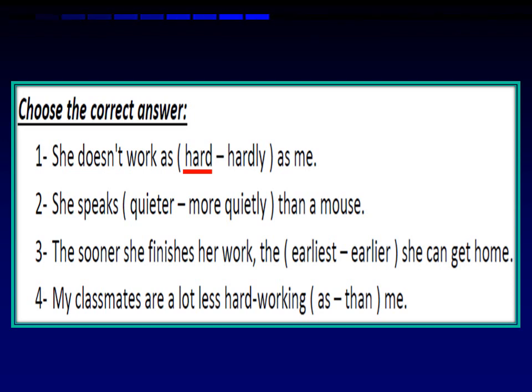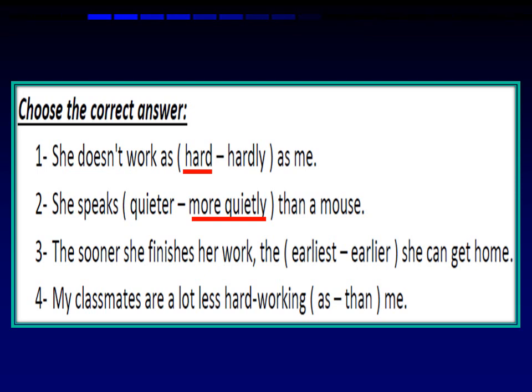An adjective. Here in this sentence, she speaks. Speaks here is a verb. That's why we should use what? More quietly than a mouse. Because here I want to describe what? The verb, which is what? Speaks.